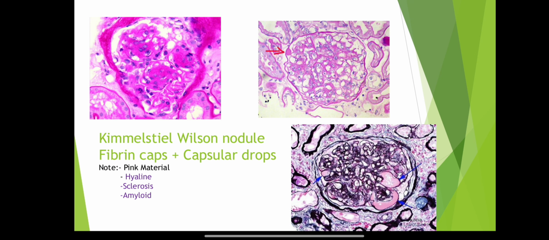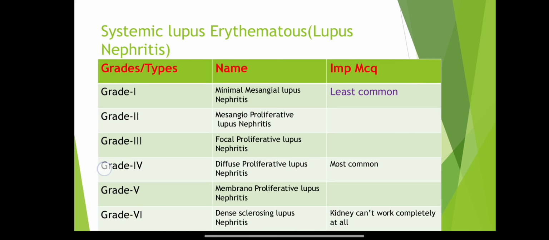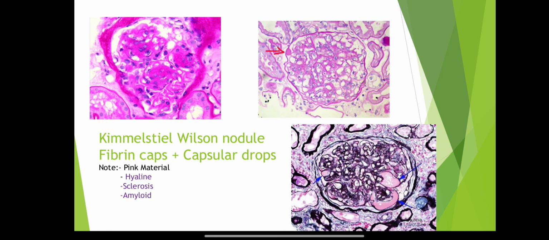If there is deposition of amyloid protein, there will be pinkish material, and this amyloid can be differentiated from sclerosis as well as hyaline deposition by the use of Congo red stain. It will give apple green birefringence.